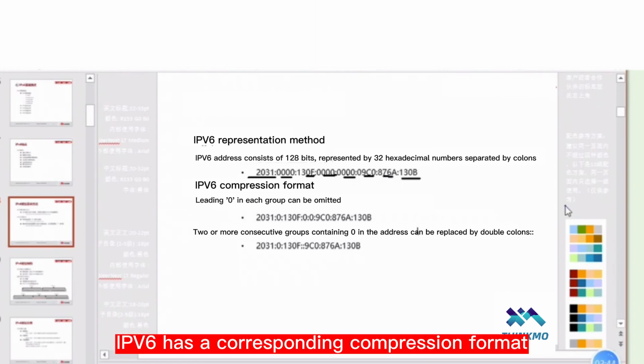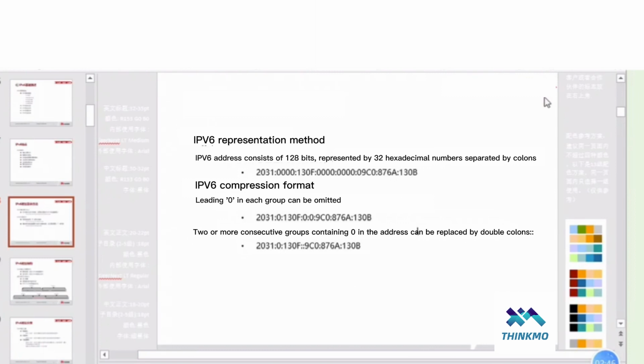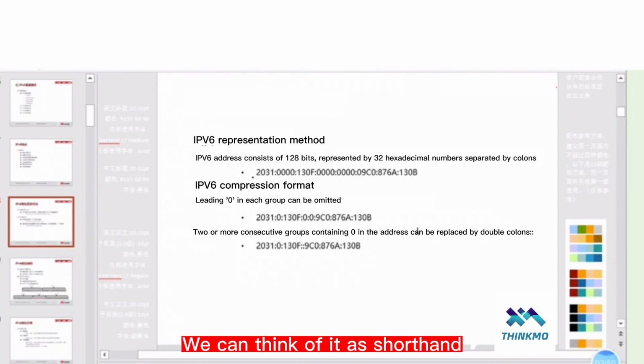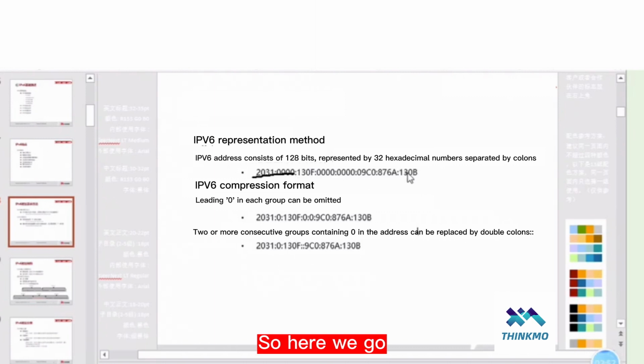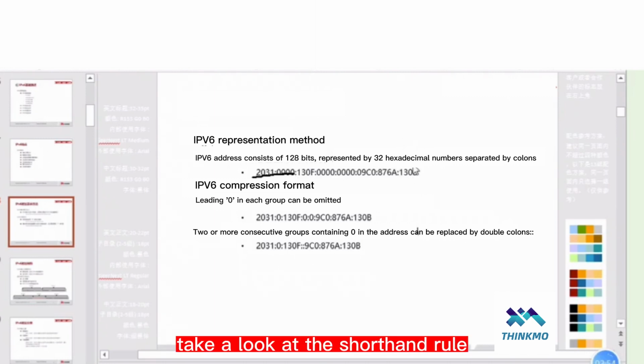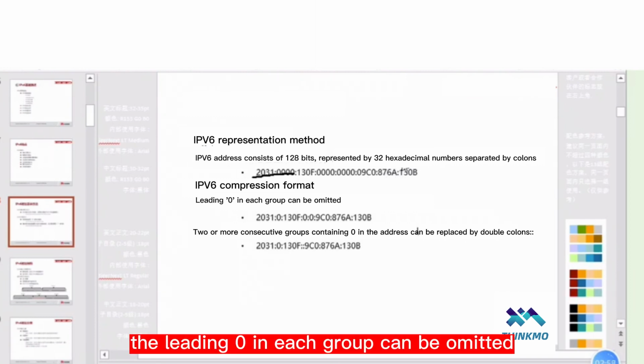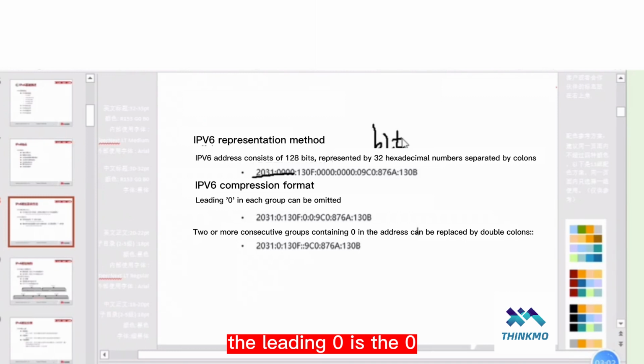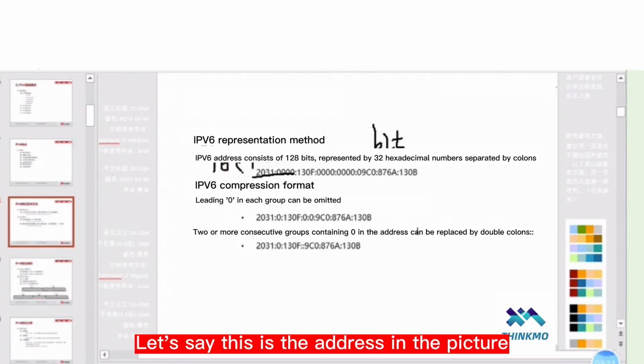IPv6 has a corresponding compression format. What is a compressed format? We can think of it as shorthand. Take a look at the shorthand rules. The first one is that the leading 0s in each group can be omitted. The leading 0 is the 0 at the beginning of each group. Let's say this is the address in the picture.